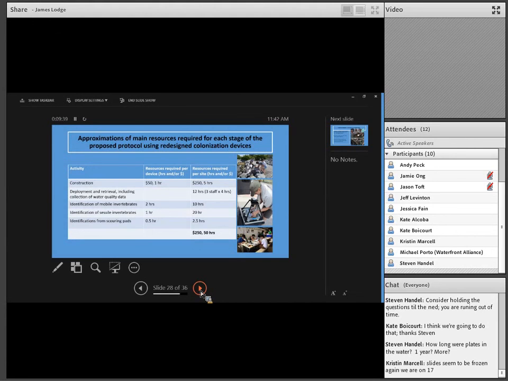And identifications from the scouring pads, as I said, we wouldn't recommend that being in the final protocol, but that took about half an hour. It was pretty easy to do. So for a full site, you're looking at about 50 hours of person-hours to construct, deploy, retrieve, and ID everything and do all the analysis.